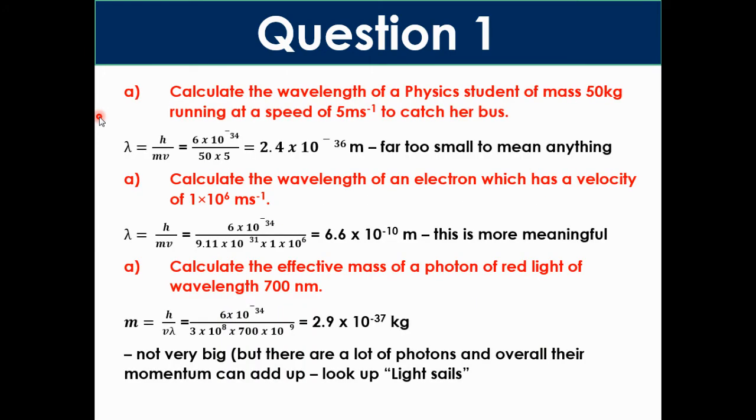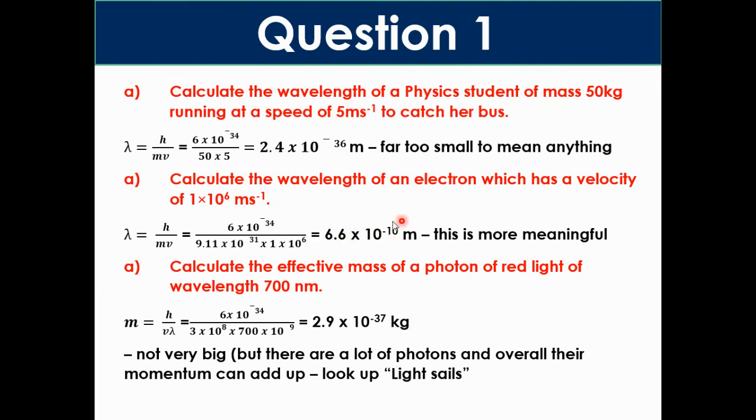So the answers are on this slide here. And importantly, the little bit at the end here is worth reading and taking on board. Because obviously, if I run down the corridor, you don't think of me as a wave, and you shouldn't think of me as a wave, because that wouldn't actually mean anything, and it wouldn't be meaningful in physics. But when we talk in terms of particles like electrons or protons or quarks or mesons or whatever, the wavelength is a lot more meaningful.